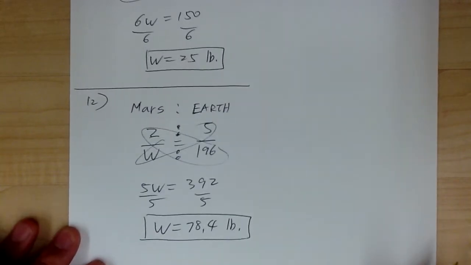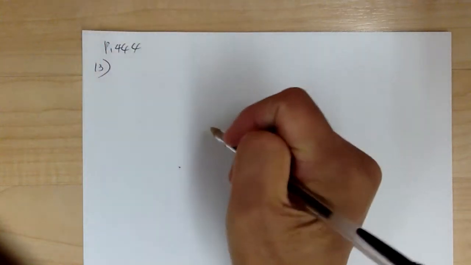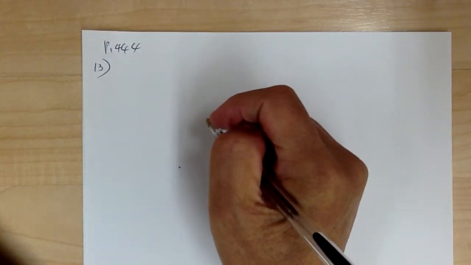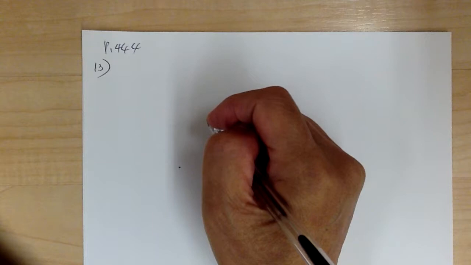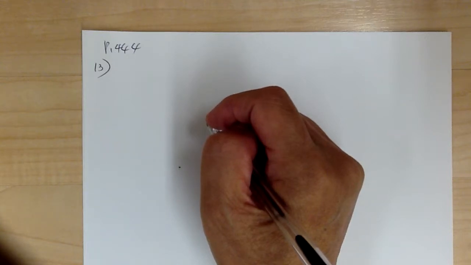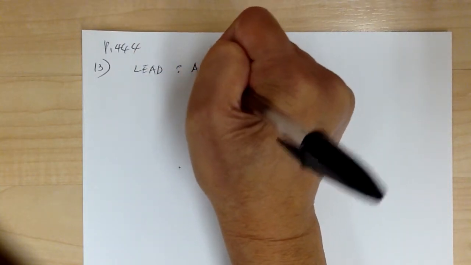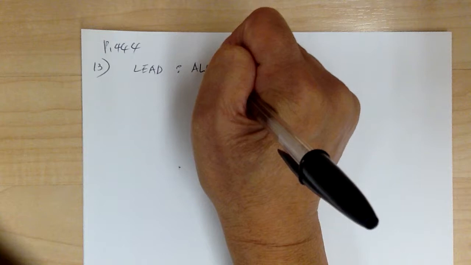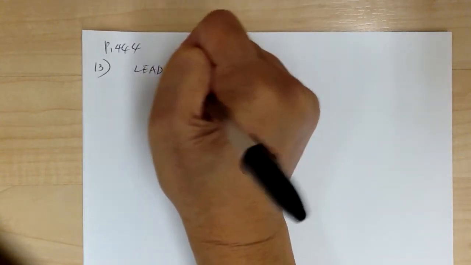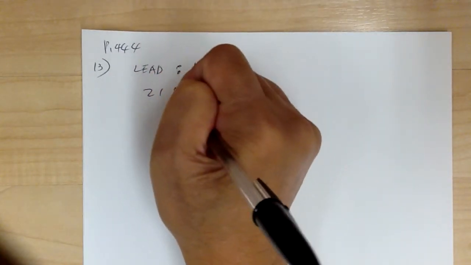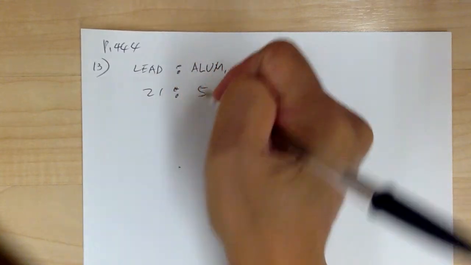Okay, let's go to number 13. I can read through. The ratio is a ratio of the weight of lead to the weight of an equal volume of aluminum. So you have lead to aluminum is 21 to 5.